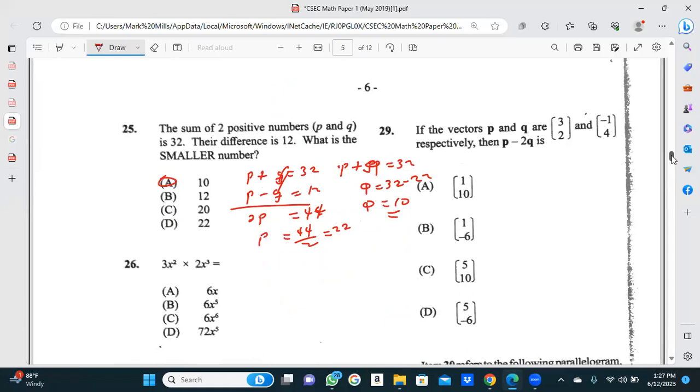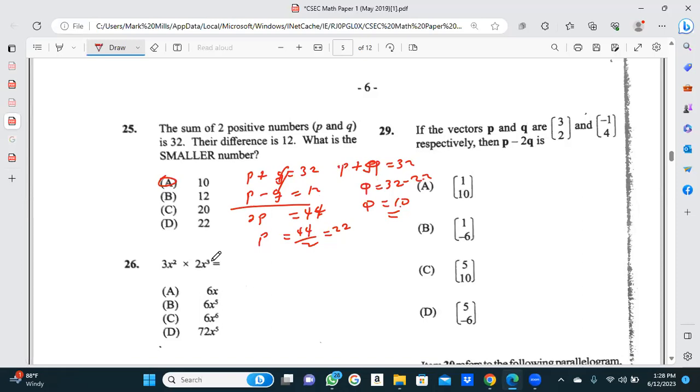Then number 25, right? We are being asked to find the smaller number here. So we see p plus q is equal to 32 and p minus q is equal to 12. So we cancel the q, then we are left with 2p is equal to 44. So p is equal to 44 divided by 2, we get 22. p plus q should be equal to 32. So q equals 32 minus 22, which gives you 10.